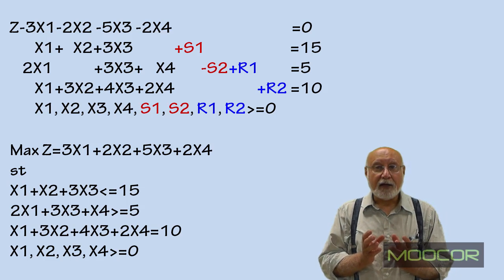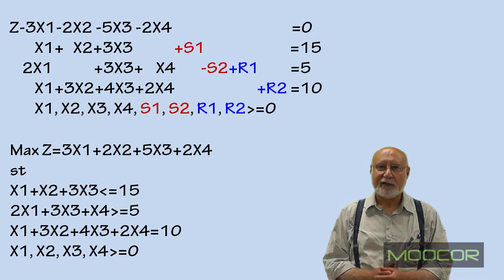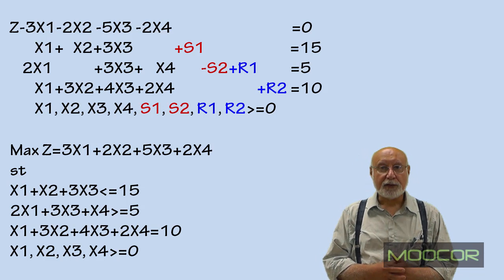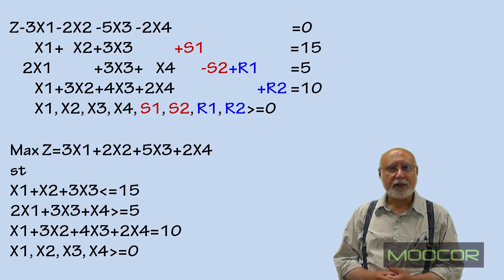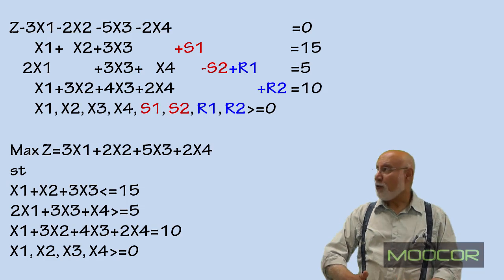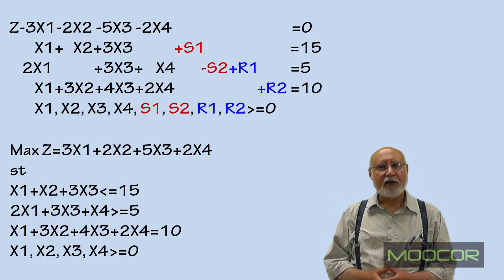You may ask the question, by adding a variable to one side of the equation, you are actually changing the balance. And you are correct in making that assumption. So what the simplex method does in either one of these two methods, big M or two-phase, is find a way to make these artificial variables zero.